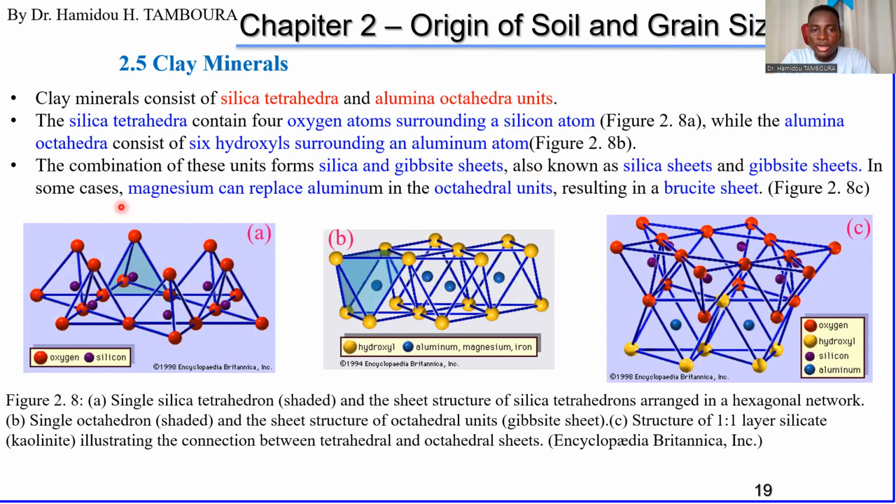Okay, so in some cases, for example here, magnesium can replace aluminum and sometimes even iron. This blue point here, now they are aluminum, but we can replace them by magnesium and iron sometimes. But in that case, if it is magnesium, we don't call it a gibbsite sheet, but we call it a brucite sheet.